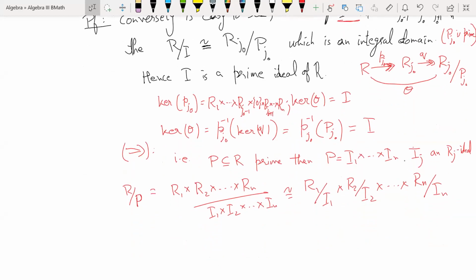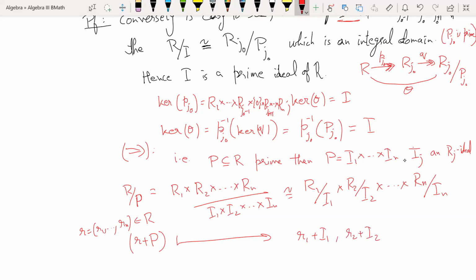So let's say what this map is going to be. The class of R plus P is going to go to, so R is an element of the form R1 to Rn. It's an n-tuple, right? Elements of R are n-tuples. So R1 to Rn belongs to R, then it's going to go to R1 plus I1, comma R2 plus I2. So actually you give a map from R to this. But I'll just tell you what the map is.